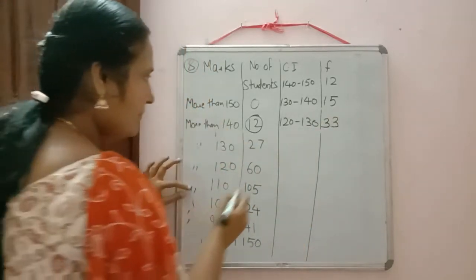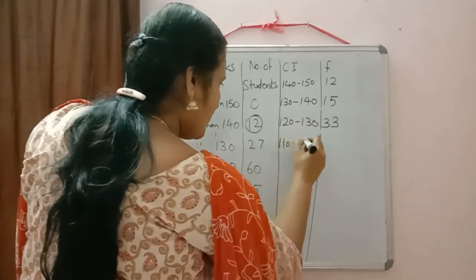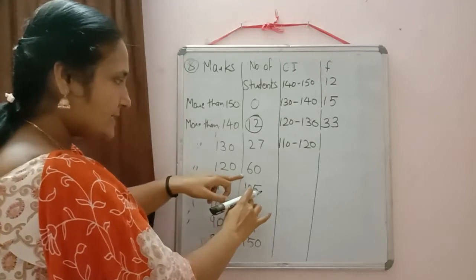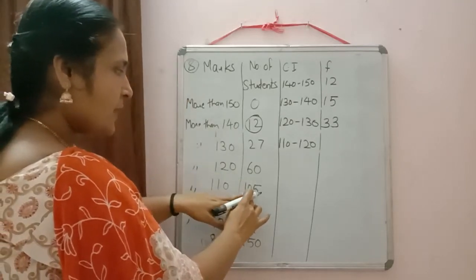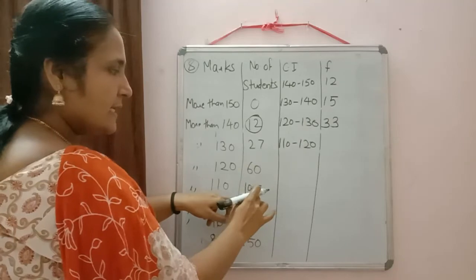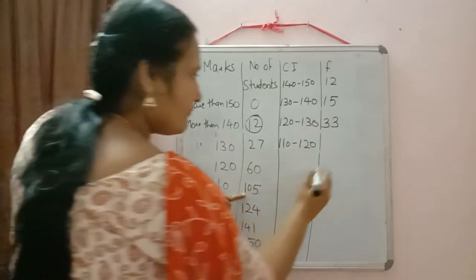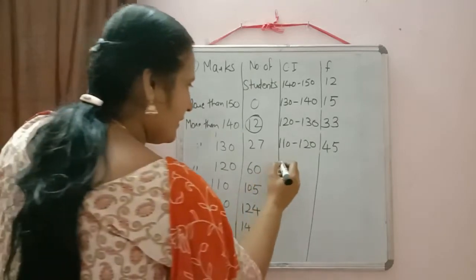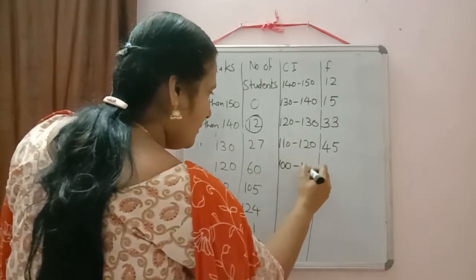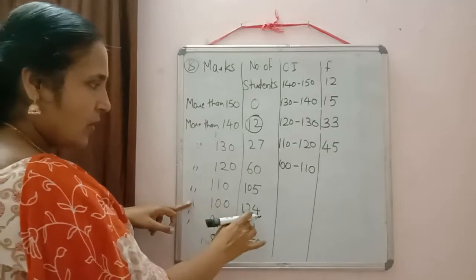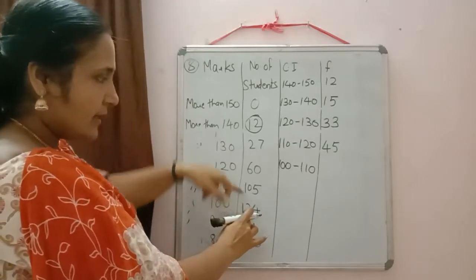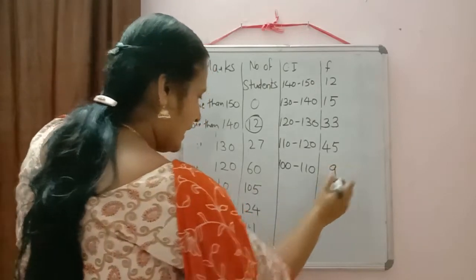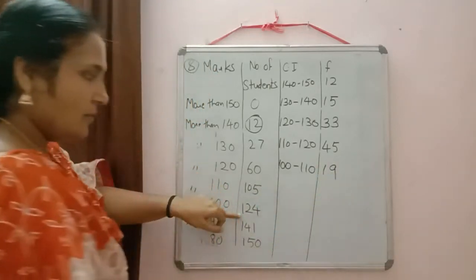Next it will come 110 to 120. Total how many students? 105. Out of that, 60 students we included there. So 105 minus 60 will be equal to 45. Next, more than 100, so it will be 100 to 110. Total 124 are there, but 105 included. So the remaining is 19.